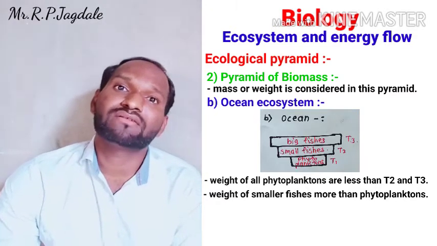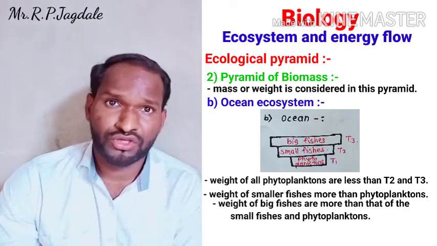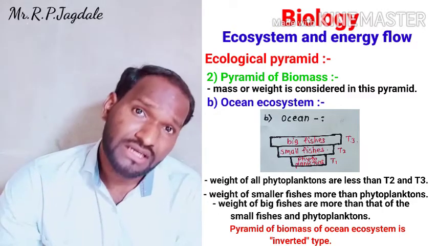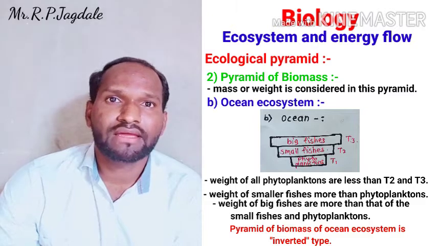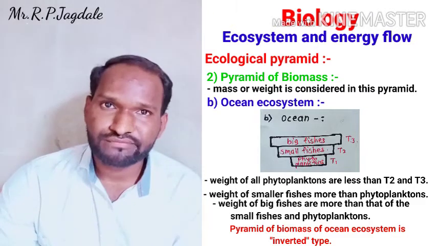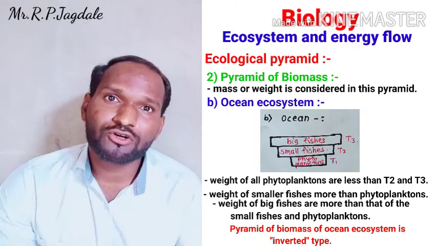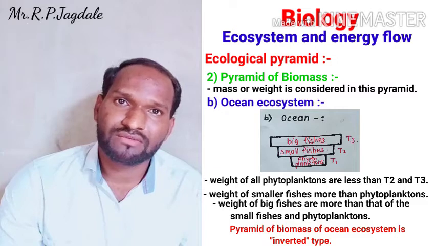And after that we are taking the example of large fishes. In the ocean there are large fishes, the number is lower, but their weight is much greater than that of the small fish. So the third trophic level is going to be broader than the second trophic level.